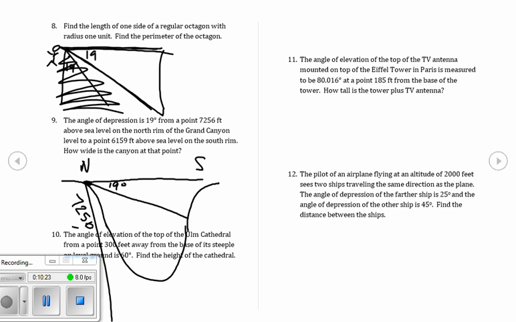Okay, so I'm drawing my triangle with this angle of depression from straight across down. There's an angle of depression of 19. And the trick really on this one comes down to this spot, 6159. That's how far it is above sea level. By telling you that, they've really told you the third side of your triangle. They never told you how far across it was, but now you can tell the blue distance because it's the difference between that and that. You subtract the bigger one minus the smaller one, and you'll get this blue distance right there.